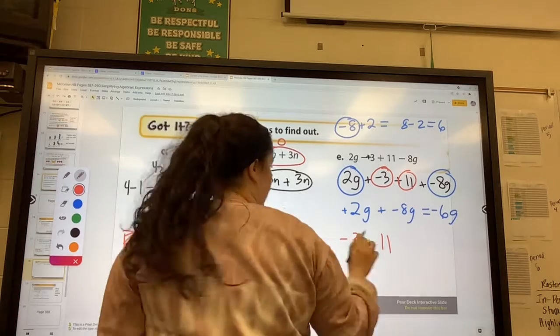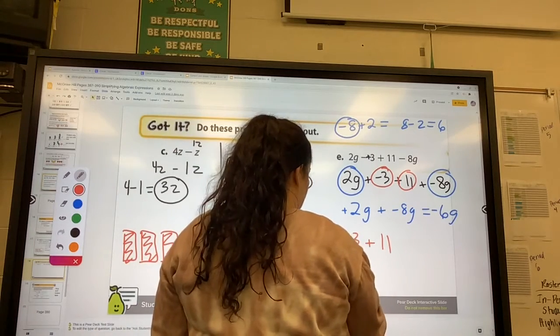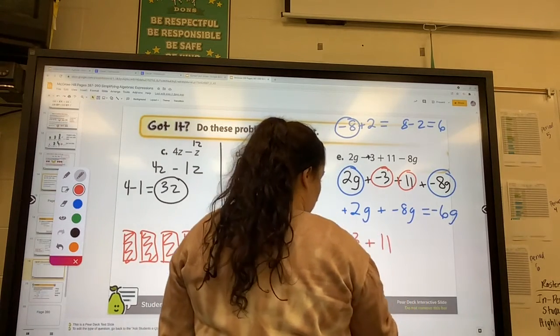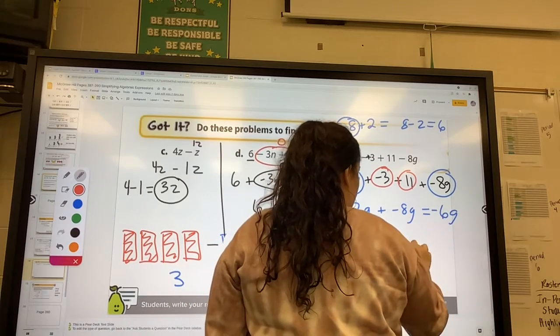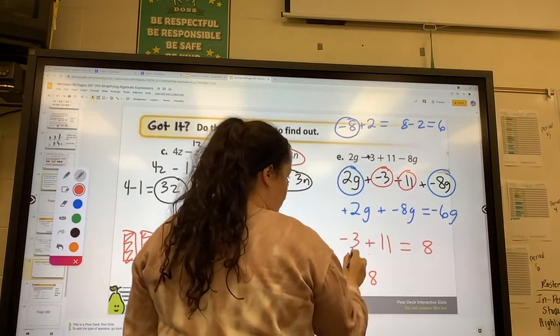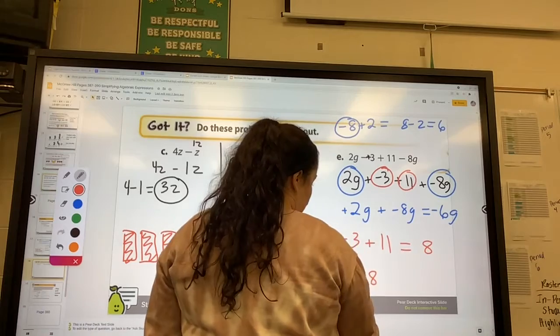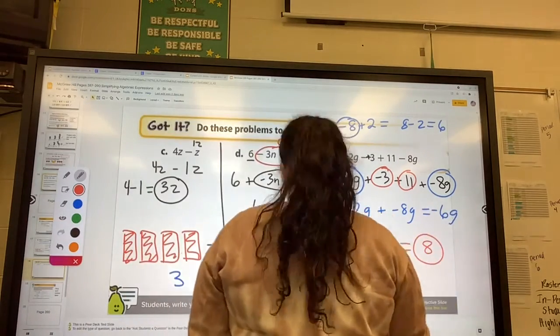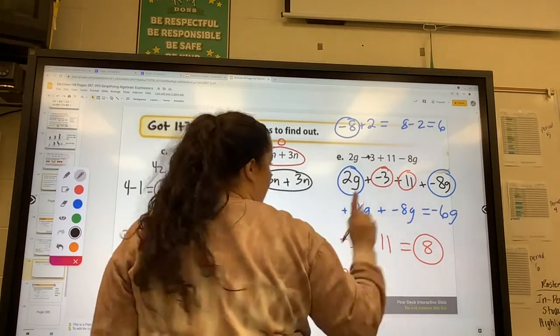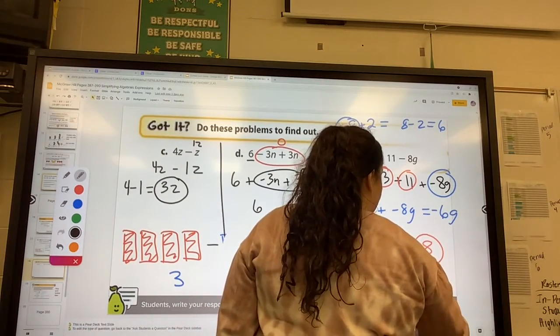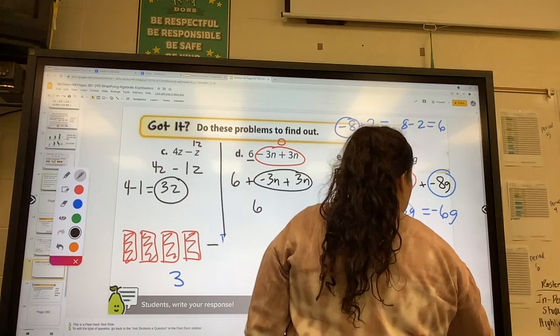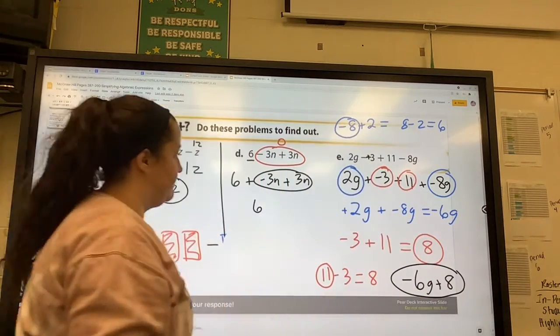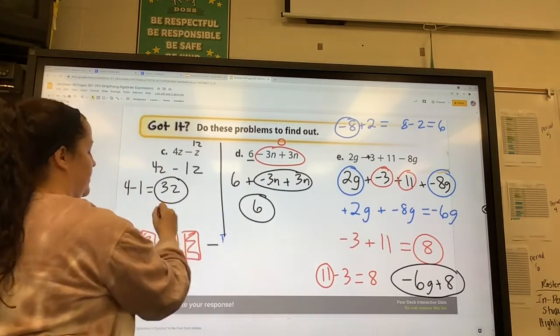Same with the last one. Negative 3 plus 11, 11 minus 3 equals 8, right? And then 11 is bigger, so 11 was positive, so it's positive 8. And then you end up putting these together. Don't forget that last step. I almost did. Negative 6g plus 8.